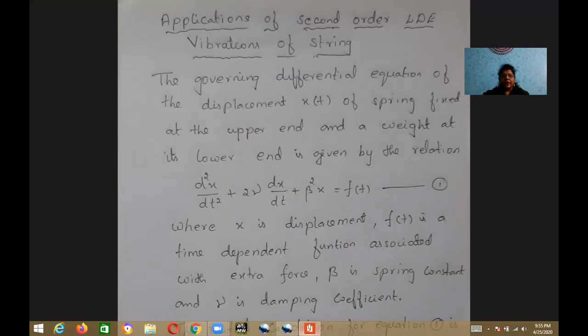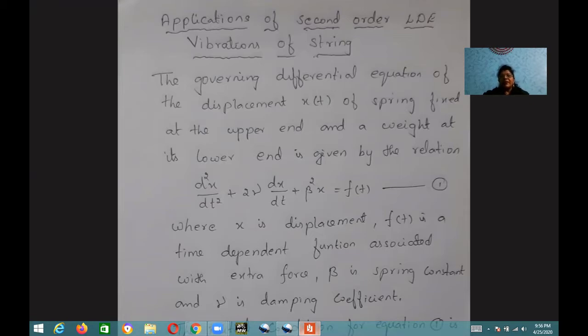Students, today I am going to teach the second type of application of second order linear differential equation, that is vibrations of string. What is the first type? LCR circuit, which we have learned in the previous video. Now, vibration of string I am going to explain.